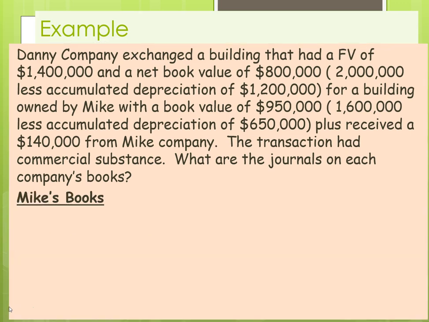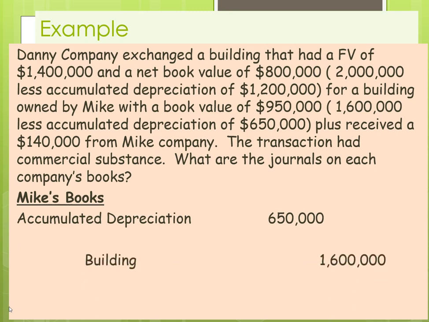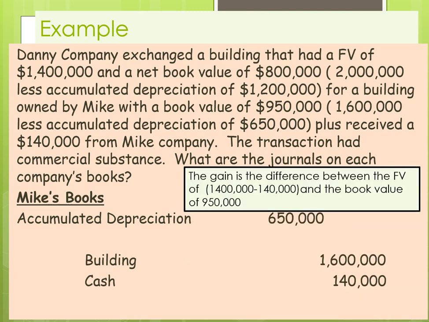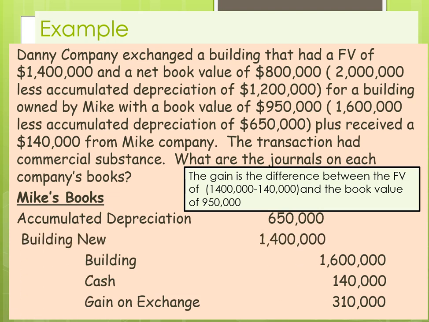Now, same problem. What is this going to look like on Mike's books? Well, we're going to take the accumulated depreciation off the books, the building off the books. We're going to book the cash. And we have a gain on exchange, which is the difference between the fair value of what was given up and the book value. And the new building is going to be 1.4.